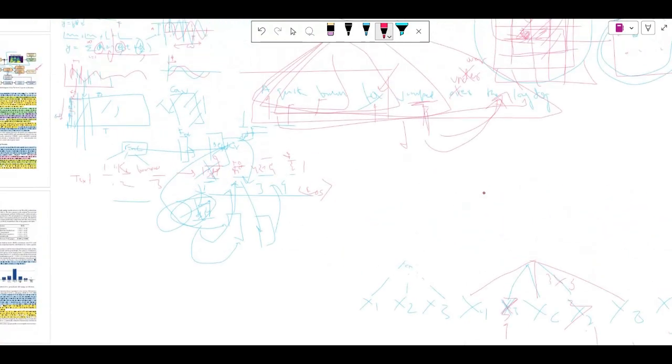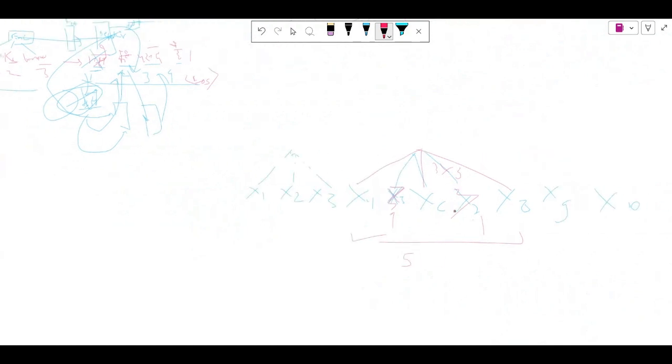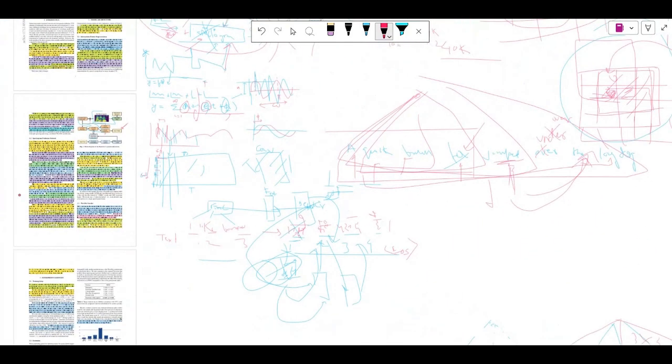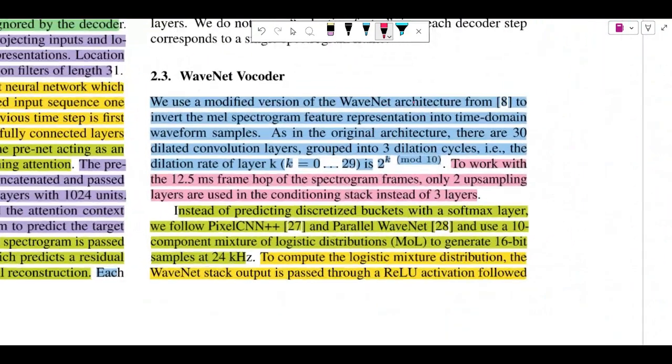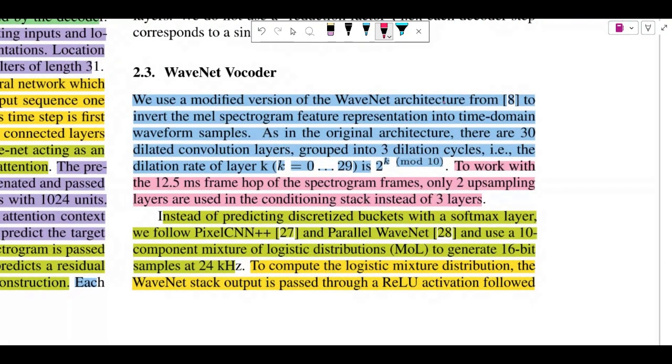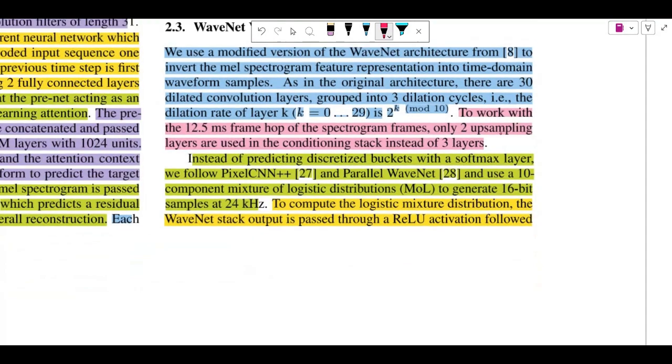So the WaveNet had a lot of these dilated convolutions. That was the main thing there. Apart from a few architectural changes, it had residual connections, skip connections, some different activation, and all those things. But that was the main thing behind the WaveNet, so, dilated convolutions. And this is what they say, that they have a modified version of the WaveNet to invert the mels into the time domain. There are 30 dilated convolution layers grouped into cycles, blah, blah, blah. You don't need to worry about that.